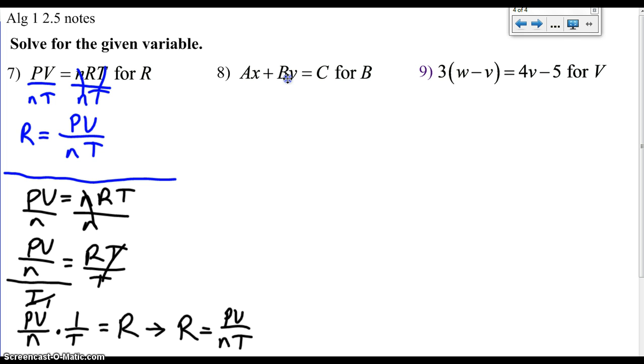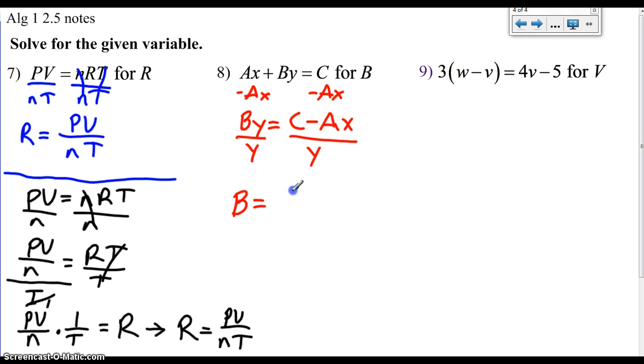All right, let's look at number 8. This time we're asked to solve for b. I want to get b by itself. So my first step is going to be, let's subtract ax from each side. So by is going to equal c minus ax. This is coming together nicely. Only one more thing for us to do actually would be to divide by y, and we would have it. b is equal to c minus ax divided by y. And that's where we'd leave it. That's our solution.